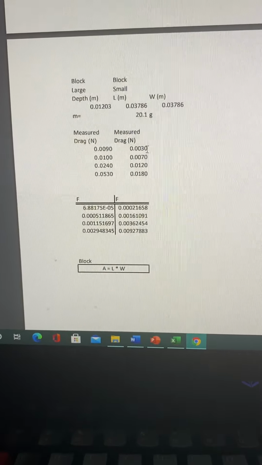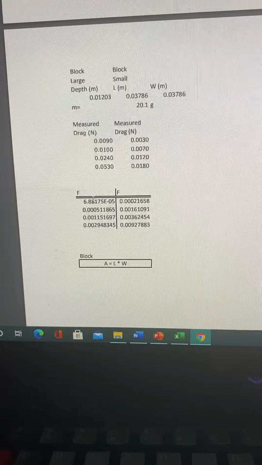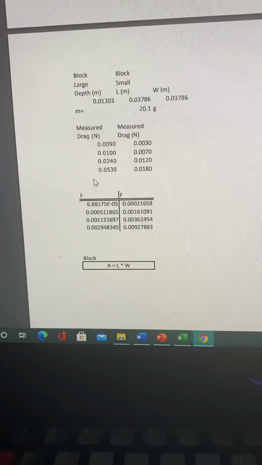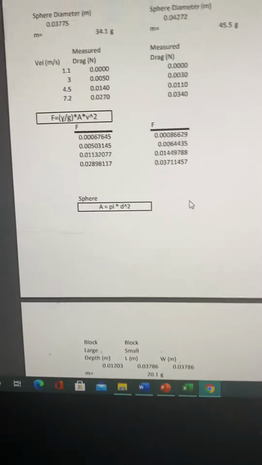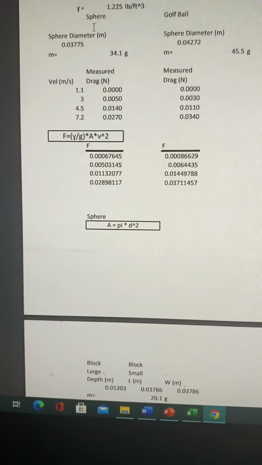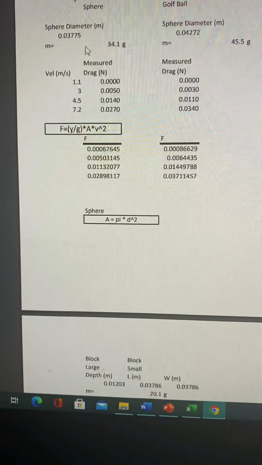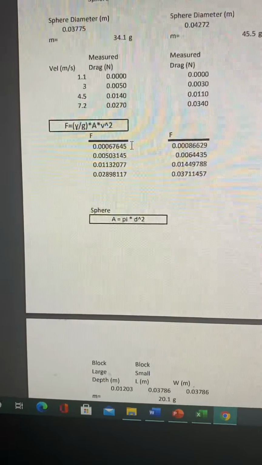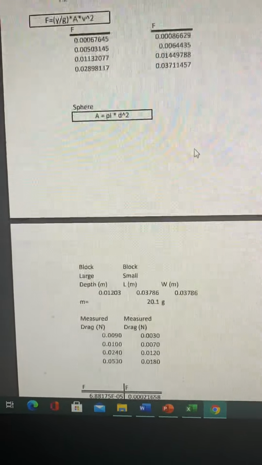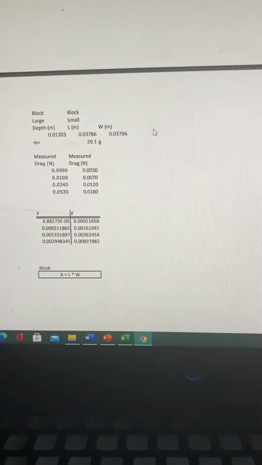So our calculated forces were not close to the measured forces, except with the sphere, the very first one. This was the only accurate one that was super close in value, but the other ones were not as accurate.